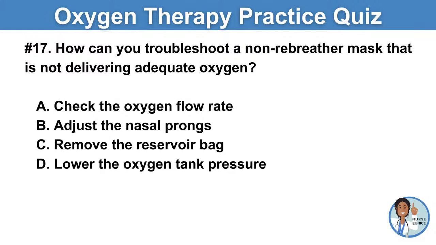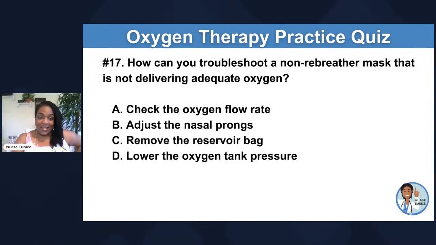Number 17. How can you troubleshoot a non-rebreather mask that is not delivering adequate oxygenation? Is it A, check the oxygen flow rate, B, adjust the nasal prongs, C, remove the reservoir bag, or D, lower the oxygen tank pressure? Remember, I talked about that bag, and if that bag wasn't inflated, I needed you to troubleshoot. So, what are you troubleshooting if that bag is not inflated, with the non-rebreather mask or also with the partial rebreather mask? What do you need to do?